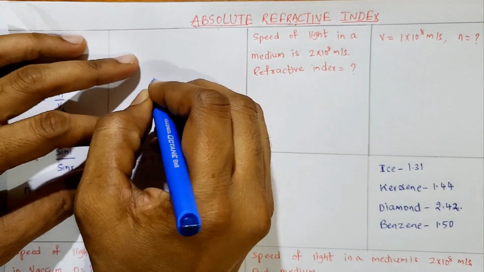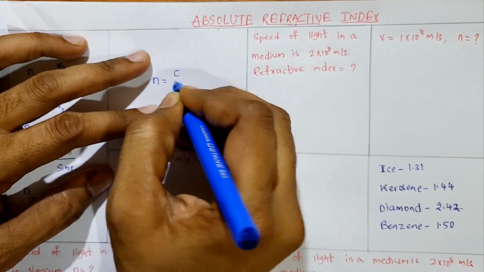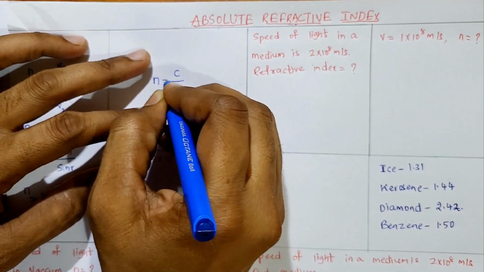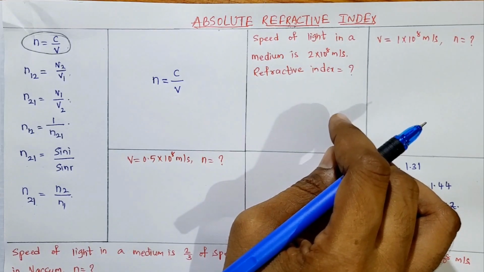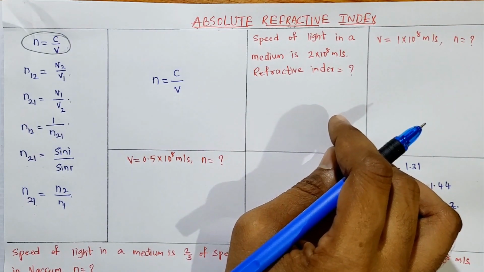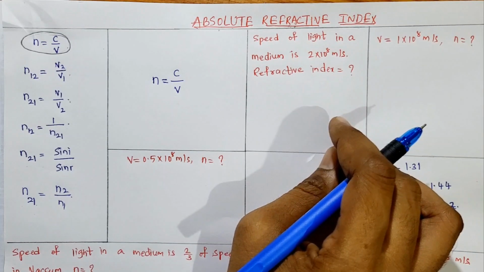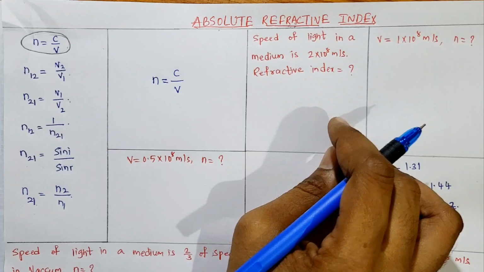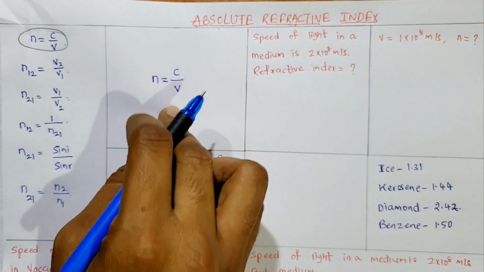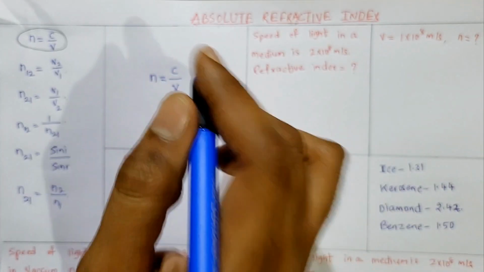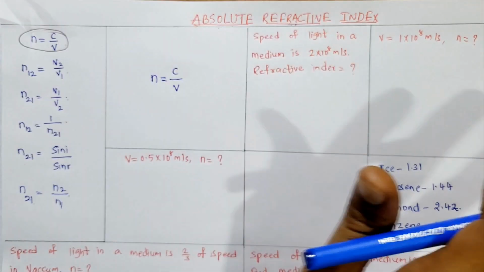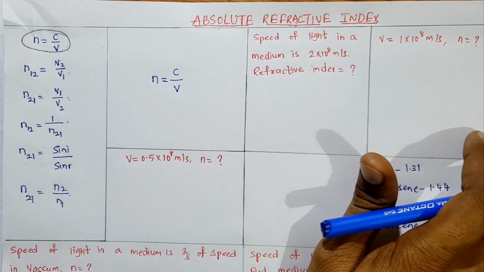What is that formula? n is equal to c divided by v. So only this formula we are going to solve. How many number of problems are possible to frame on this formula? All problems we will discuss, and we will also find out a new way of asking questions on this formula, and also some theoretical based questions. How can they ask on this formula? These all things we are going to discuss in today's class.